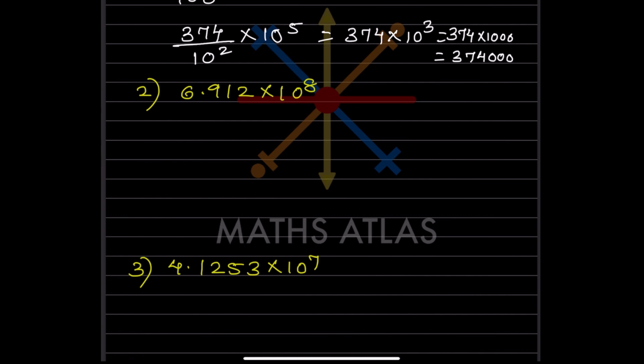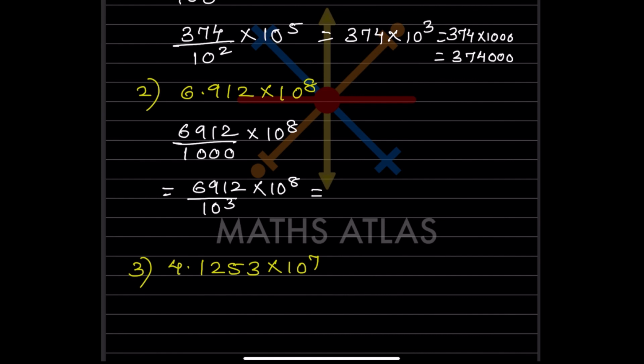So we can write here 6.912. We can also write that as 6912. After the decimal, how many numbers are here? 3 numbers. So what are we going to do? We are going to write here 1 and 3 zeros. So now into 10 raised to 8. So this we can write as 6912 divided by 10 raised to 3 into 10 raised to 8.